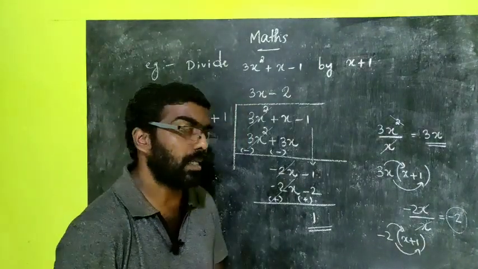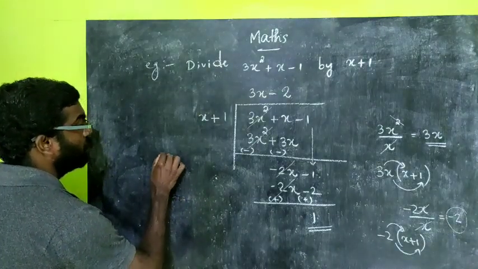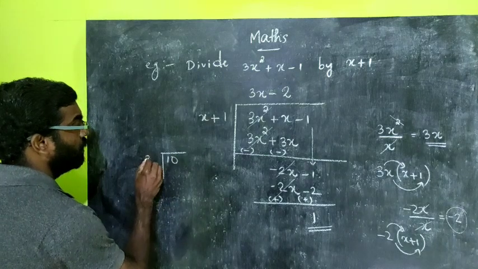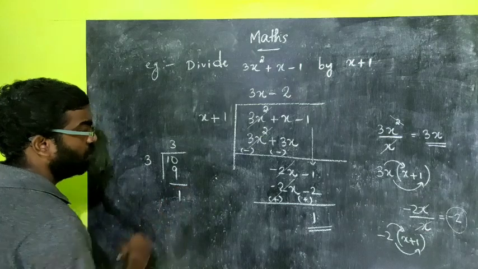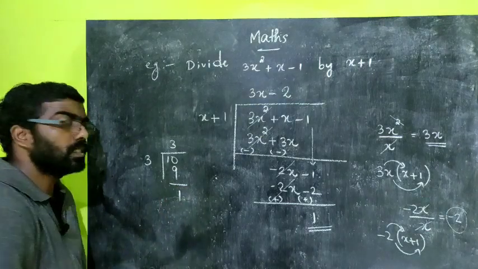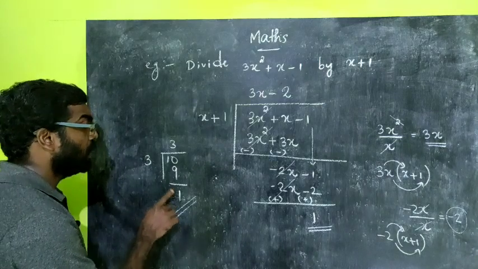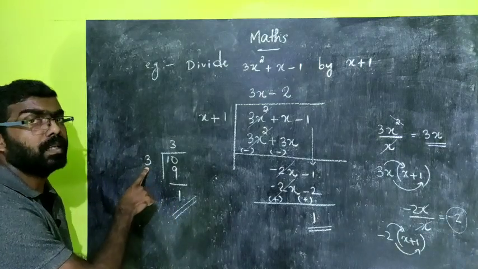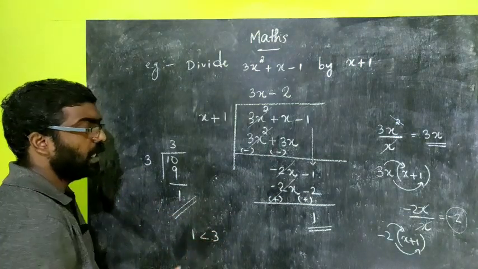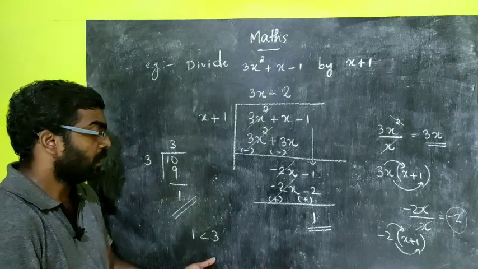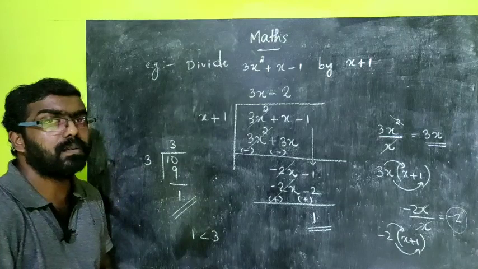Take one simple example. If you have to divide 10 by 3, 3 3s are 9, the remainder is what? 1. By doing this much we stop the division process. Why? The remainder is 1 and it is less than the divisor. 1 is lesser than 3. So we stop the division process because we cannot divide 1 by 3.